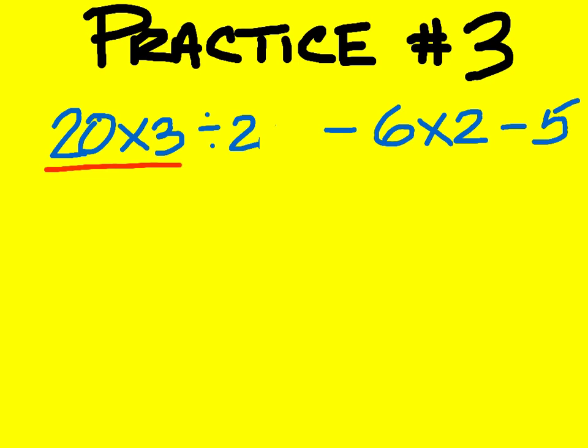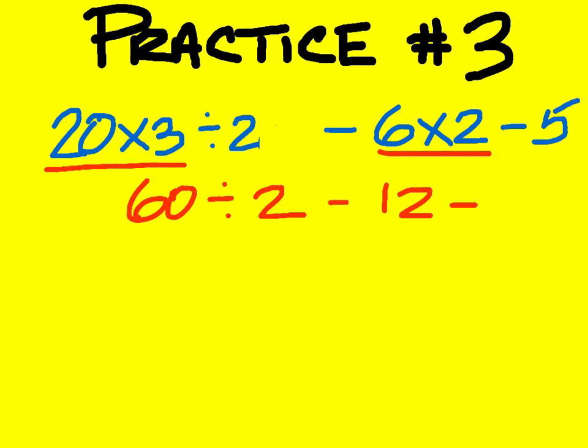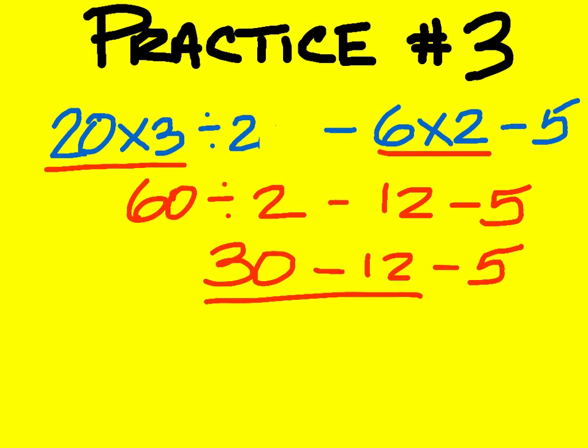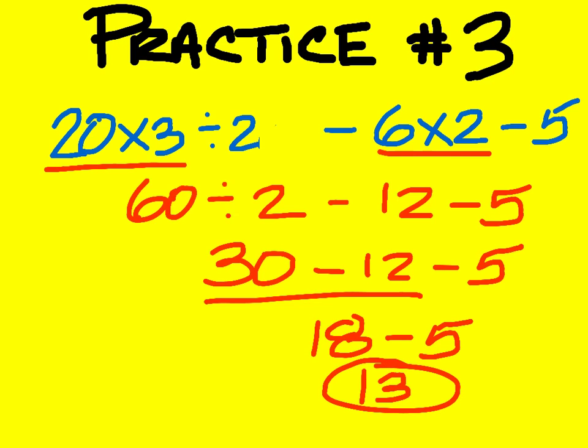For the practice problem, 20 times 3 is 60. And then 6 times 2 is 12. 60 divided by 2 is 30. Minus 12 minus 5. 30 minus 12 is 18. Minus 5 is 13. If you have 13, come and get it.